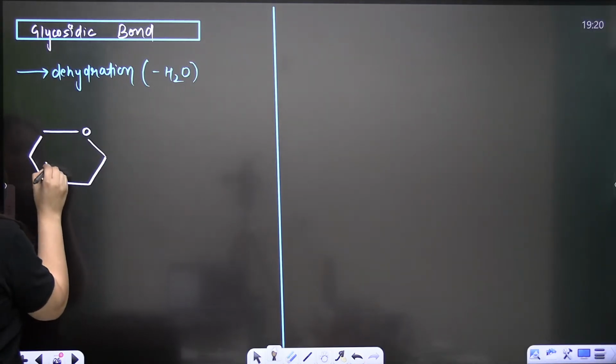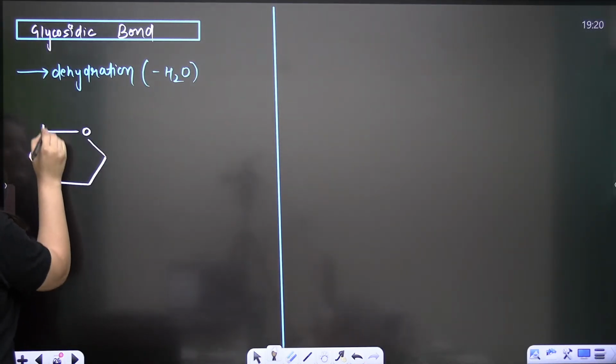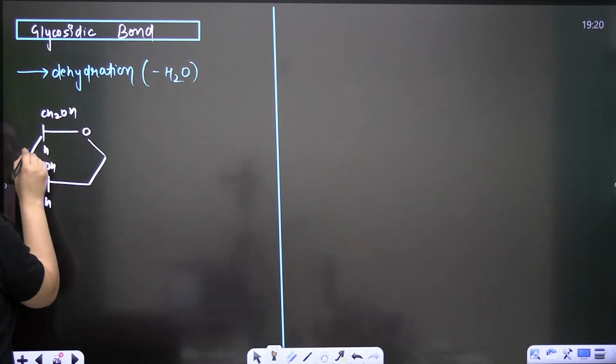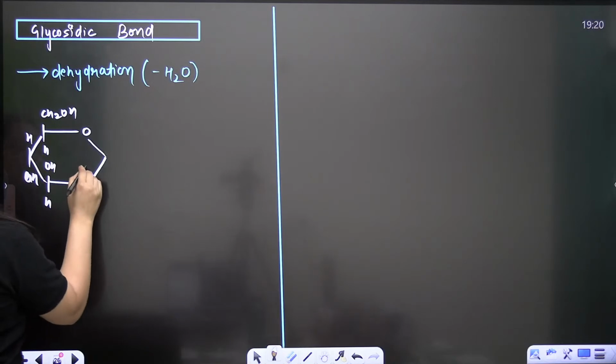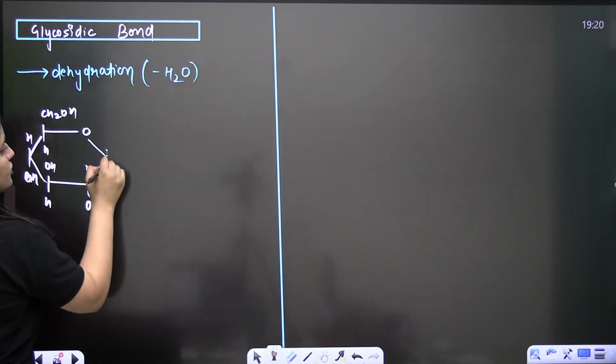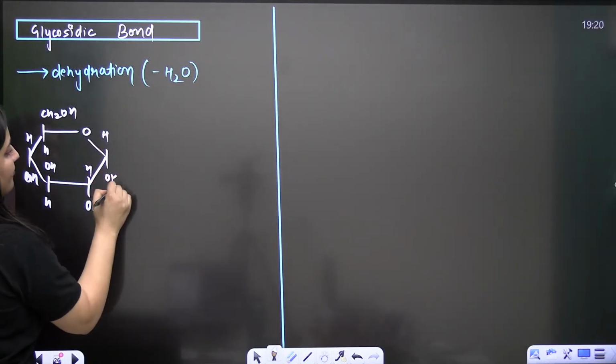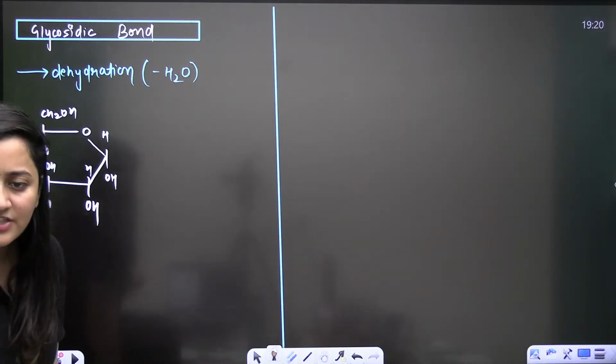Okay, just take the example of glucose. Now I think you know the structure of glucose, isn't it? It's very easy to remember the structure of glucose, isn't it? Yes or no? So here you have H, you have OH. Here you have H, you have OH.